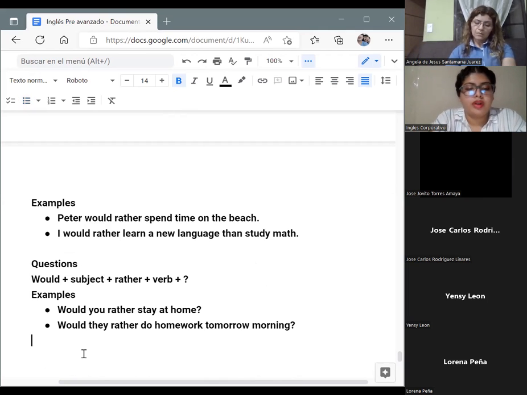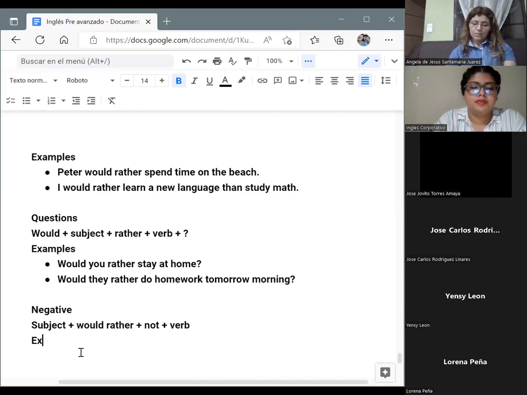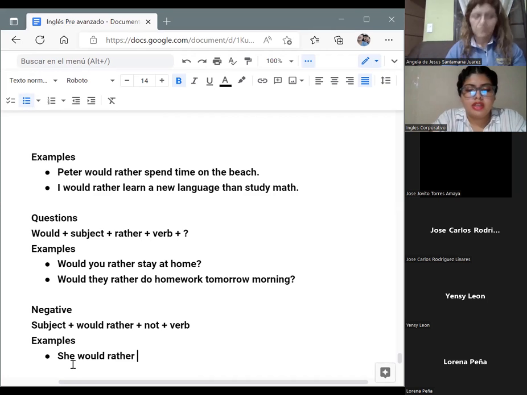And also we have the negative form. The structure is subject plus would rather plus not plus verb. And examples. She would rather not go to class today. I would rather not answer that question.